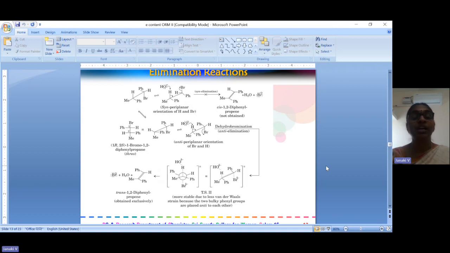So here the 3° form undergoes an antiperiplanar orientation and forms dehydrobromination, and there is an anti-elimination, and there is a formation of transition state 2. This transition state is more stable due to less van der Waals strain, as the two bulky phenyl groups are placed anti to each other. So here the product formed exclusively is trans-1,2-diphenylpropene. This stereospecificity results especially from the anticoplanar transition states that are involved in the E2 reactions.